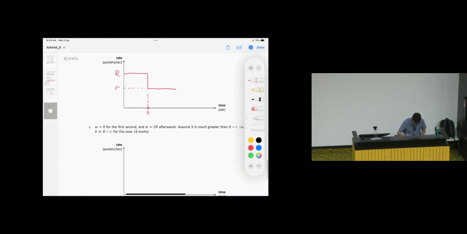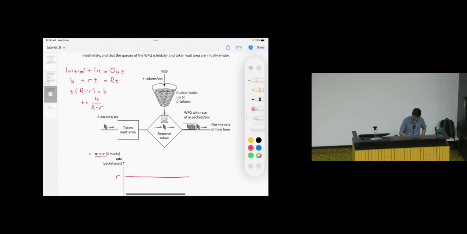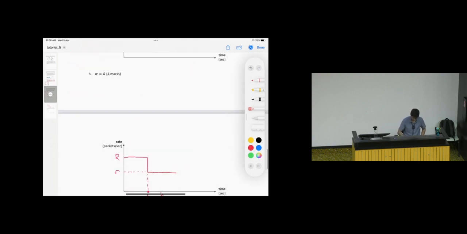So t is b over capital R minus small r. And from there on, I will always have small r packets per second, because that is my long-term average that can be supported by my leaky bucket. And my input arrival rate is capital R, so I'll have packets accumulating here to infinity. But that is not the question, so just thinking about it.